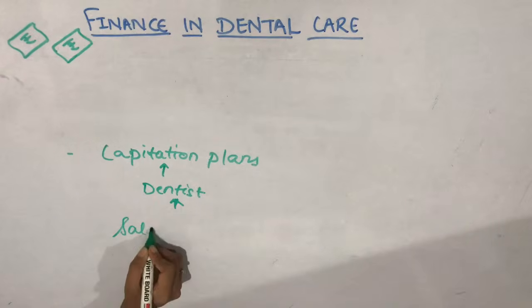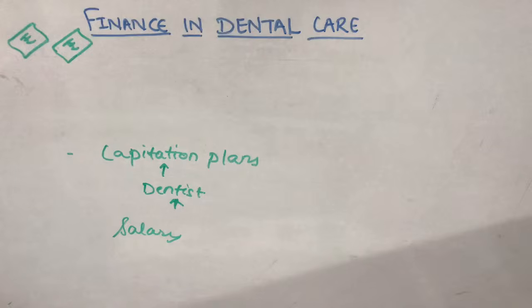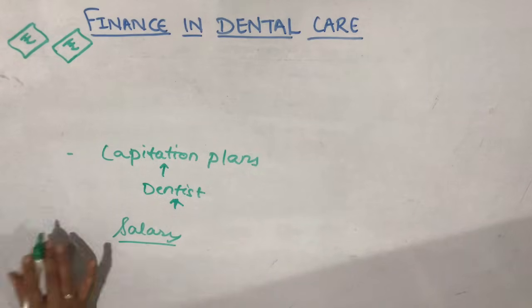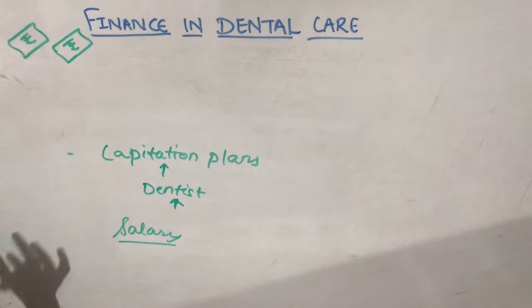The next one is the salary. Dentists in some group practices, those who are in the armed forces and those who are employed by public agencies, are salaried. So basically dentists get a fixed salary. The advantage is that it allows the dentist to be largely free of business concerns.